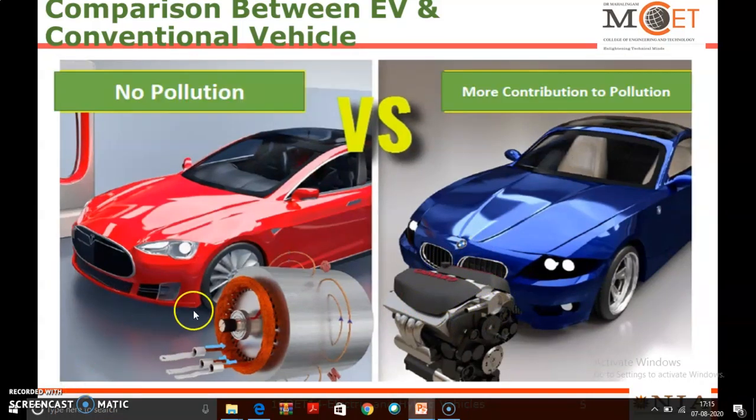Next. As the electric car uses the electric motor for its mobilization, it requires electrical resources as an input for its mechanical torque and speed generation. It does not pollute the environment at any cost. Whereas in the case of the conventional vehicle, as it uses an IC engine which requires a fuel resource as an input, it always pollutes the environment. So this is the main drawback of the conventional vehicle.